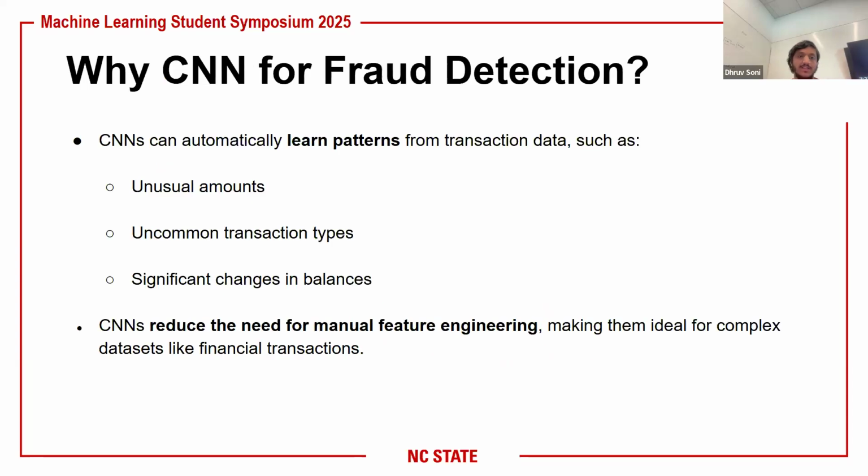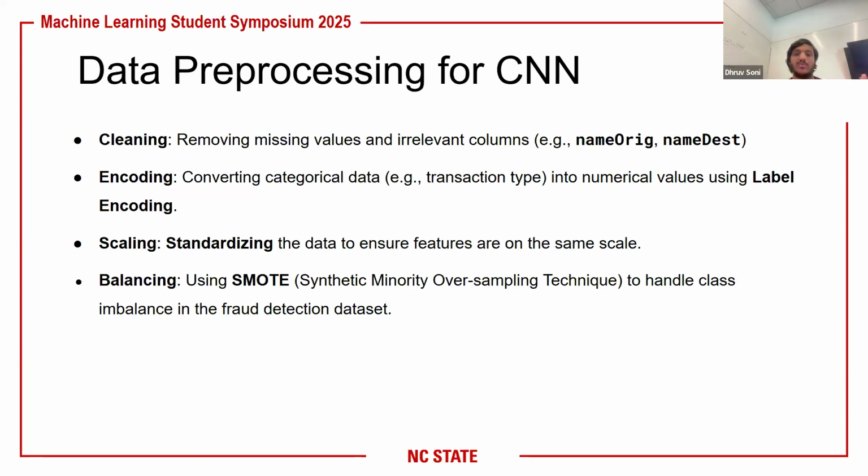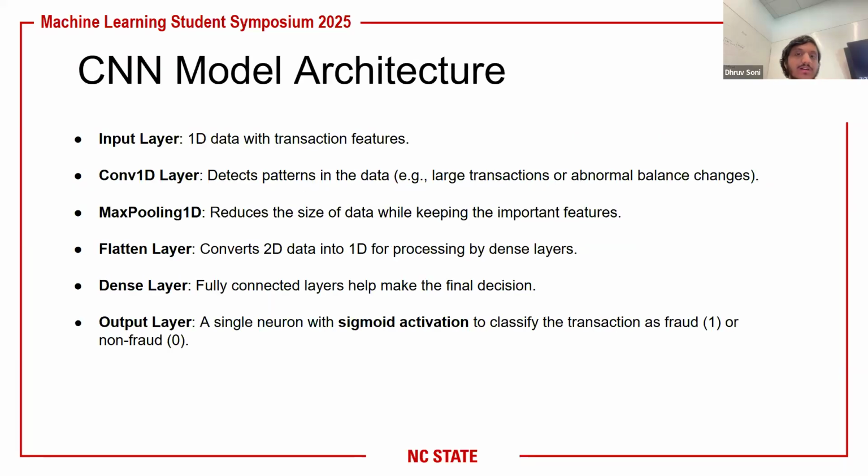So that's the reason for using CNN for credit card fraud detection. To perform the CNN, we required some data pre-processing, which included doing a SMOTE analysis. Because the data was highly imbalanced, we added some synthetic values and we also scaled the data to ensure that the features are on the same scale. So now Pritish should explain the architecture.